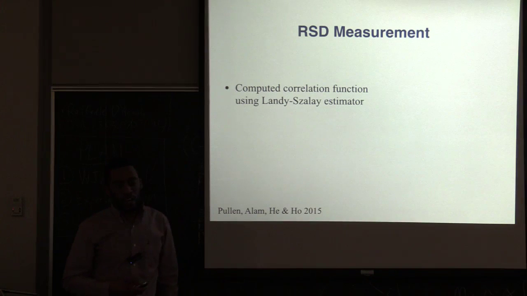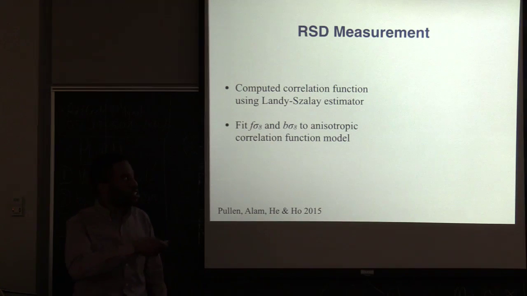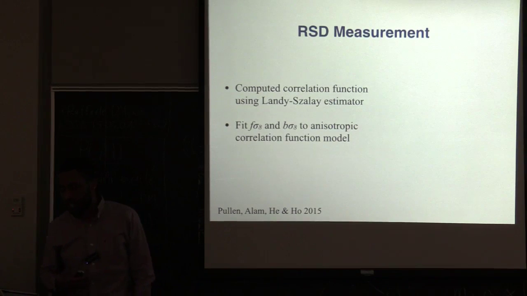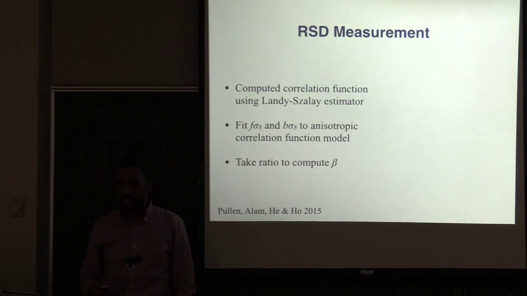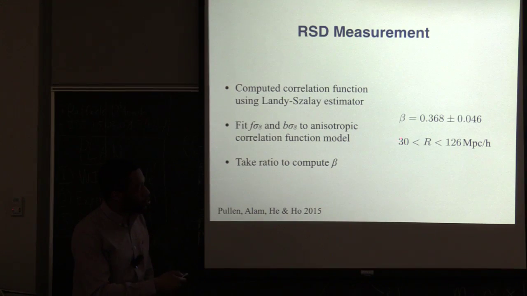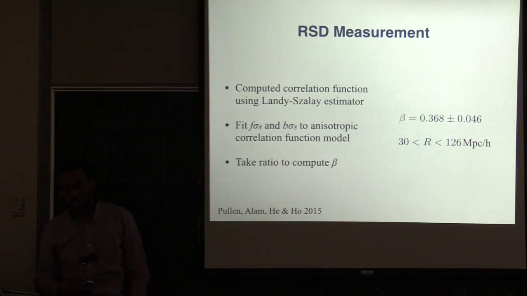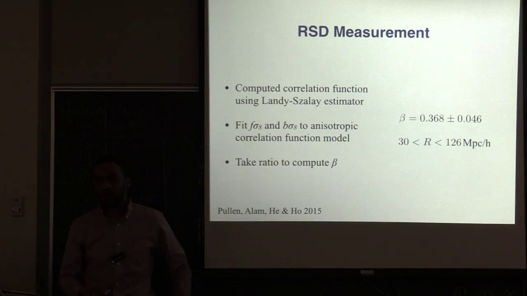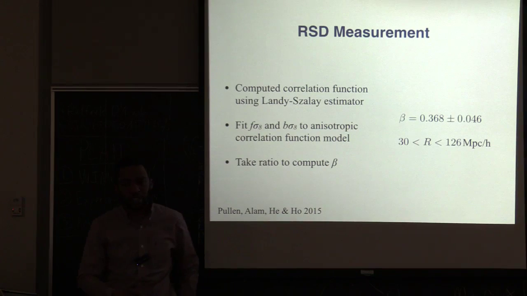Specifically, we use a Landy-Szalay estimator to estimate the correlation function. We fit specifically measurements of f sigma 8 and b sigma 8 using this correlation measurement. And from this, we were able to measure the RSD parameter beta. The result we got was 0.4, which, based on the galaxy bias that you would expect from CMASS, is a value which you would expect. And notice that we measured this beta all the way out to 130 megaparsecs.